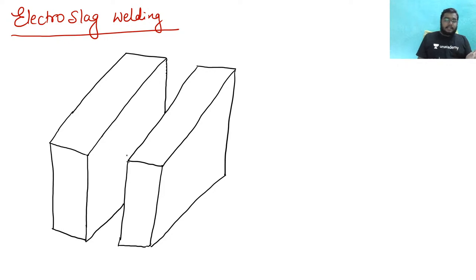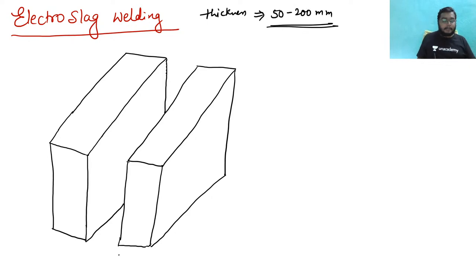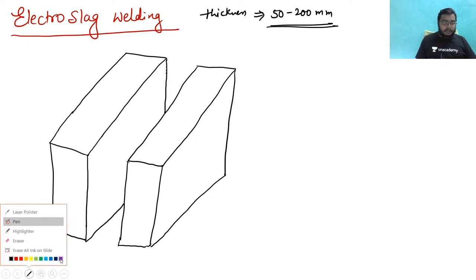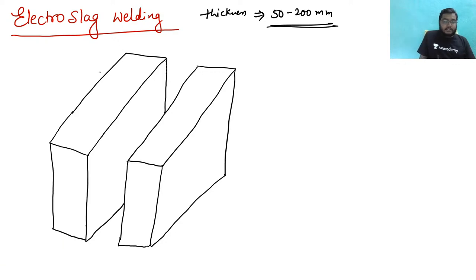Now see, these are the two plates. I have to join these two thick plates. So first and foremost, electroslag welding is used to join very thick plates, with a thickness of around 50 to 200 mm. Now what we are doing in this: there is a wire reel, and we are inserting an electrode. This electrode is connected with the wire reel. You have seen wire reels like this; from this wire reel the electrode comes out.